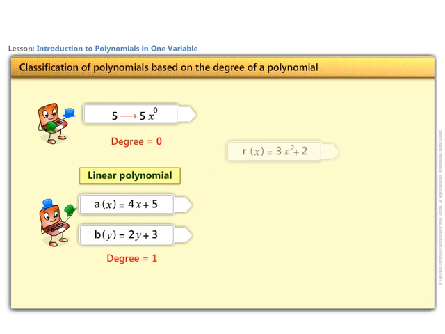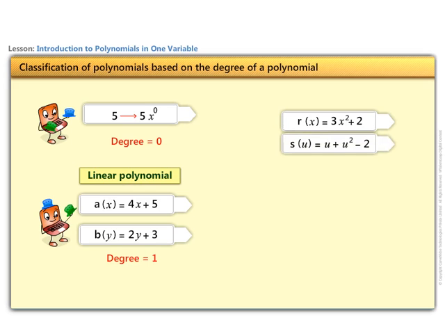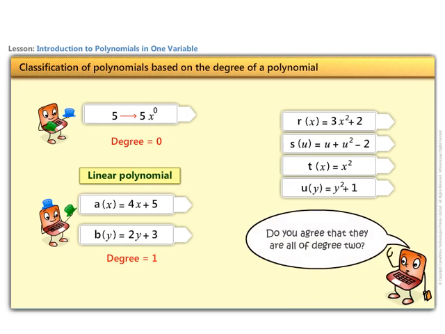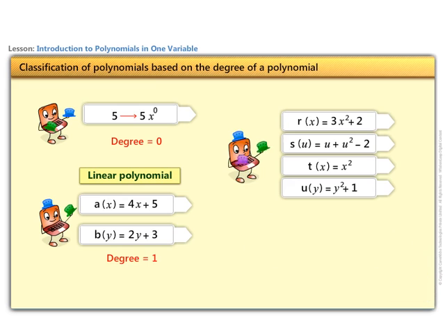Now, consider the polynomials r(x) is equal to 3x square plus 2, s(u) is equal to u plus u square minus 2, t(x) is equal to x square, u(y) is equal to y square plus 1. Do you agree that they are all of degree 2? Yes, these are polynomials of degree 2 and are called quadratic polynomials.